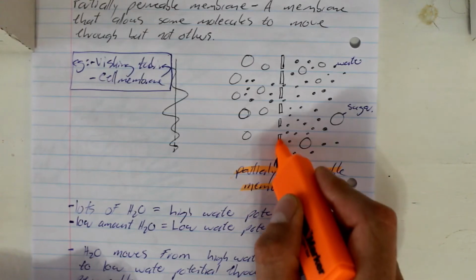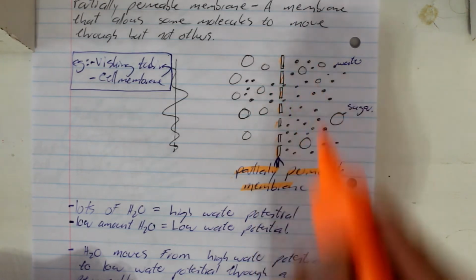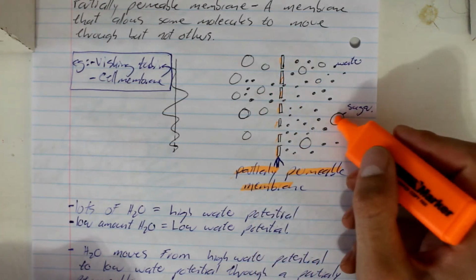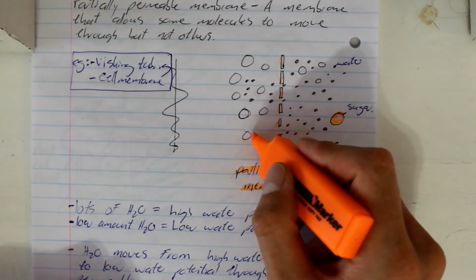When you take a look at osmosis, you'll see a partially permeable membrane comes up a lot. Now a partially permeable membrane is simply a membrane that has small pores in it that only allow water molecules to pass through. It's too big for bigger molecules like sugars to go through. So examples of partially permeable membranes are like your cell membrane or visking tubing, and they only allow water to go through. We're going to take a look at plant cells and how water moves into and out of plant cells.